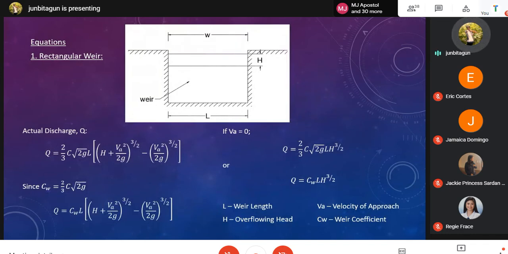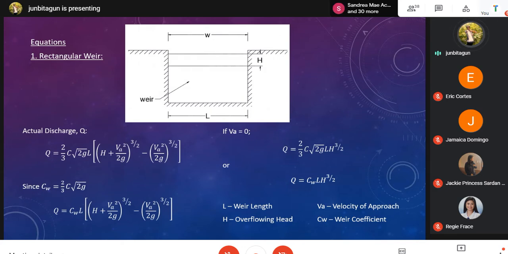Ito yung equation, guys. Ito yung memorize na equation dito, yung nasa baba. Yung Q is equal to CW L H raised to 3/2. Pinakita lang dito yung equation, no? Ito yung nasa left side, yan talaga yung actual discharge. Tapos ni-reduce na lang yung info. So dito, ginawa na yung CW, constant for weir, is 2/3 of the constant C Chezy, okay? Times square root of 2g, 2 times gravitational acceleration.